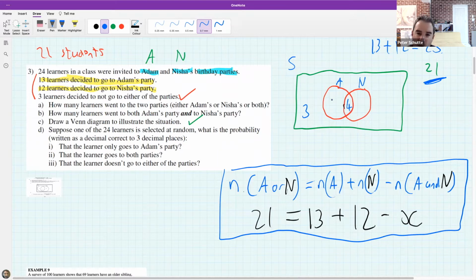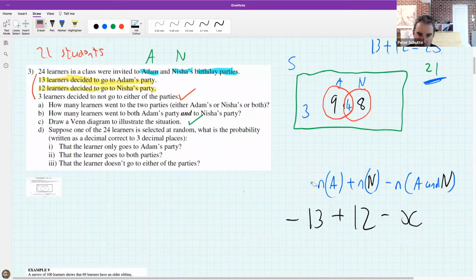Now, how many people are going to be in A with the question mark that I've left there now? Because we know 13 went to Adam's party. So what is that going to be now? Okay, so that's going to be 9. And then what's going to be the number of people who only went to Nisha's party? So we know it was 12 and then 4 plus what? So that will be 8.